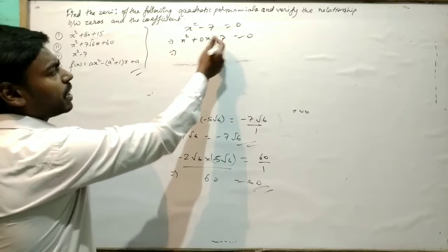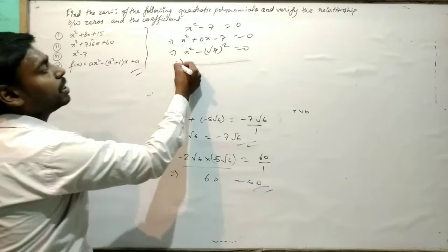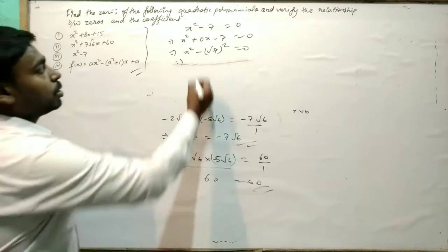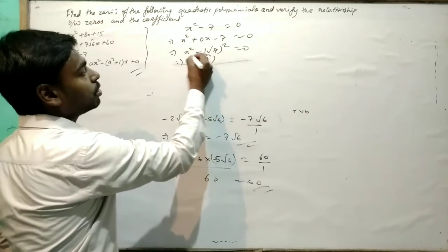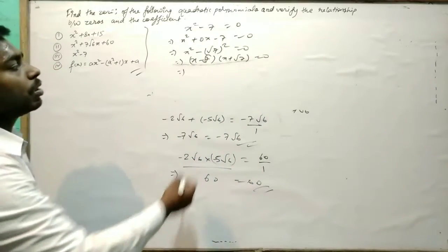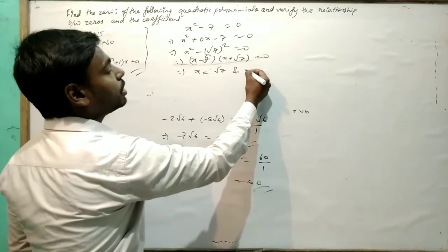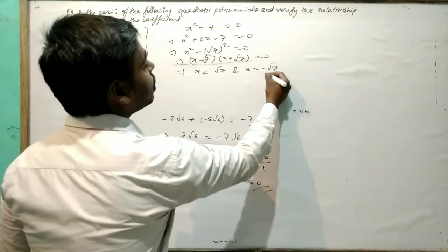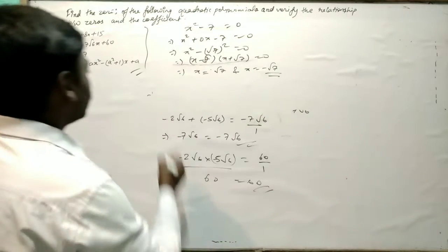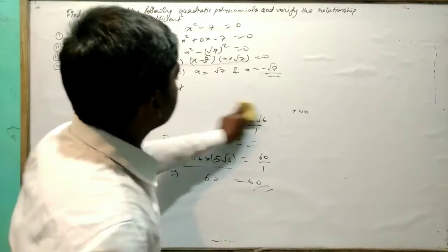Okay, now we solve it. When we factorize, we get x minus root 7 times x plus root 7 is equal to 0. We have already solved this in class 8 and 9 also. Okay, we have two zeros: x is equal to root 7 and x is equal to minus root 7. Now the second part is verification.